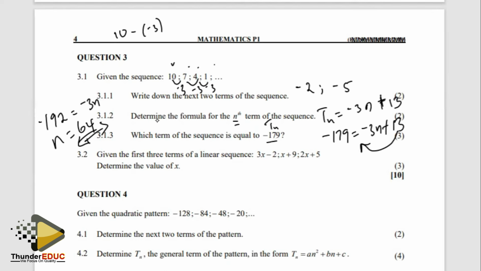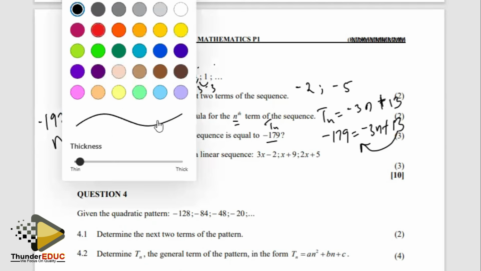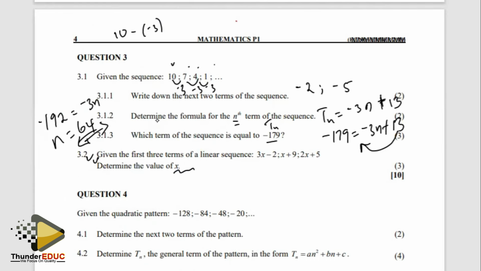All right, then 3.2, we are given the first 3 terms of a linear sequence using unknowns. Can we determine the value of x? The trick around this question lies within the common difference. Even if we have unknowns, the common difference must still stay the same.